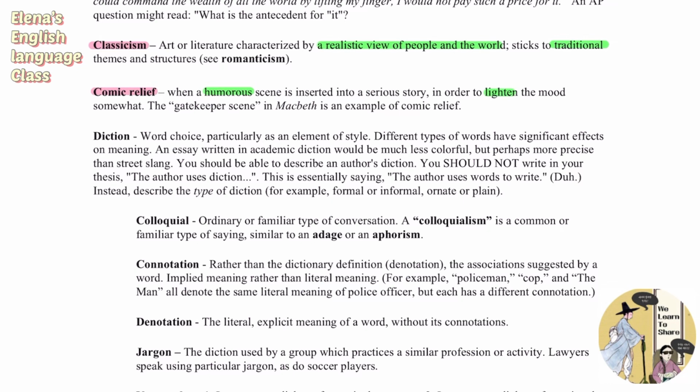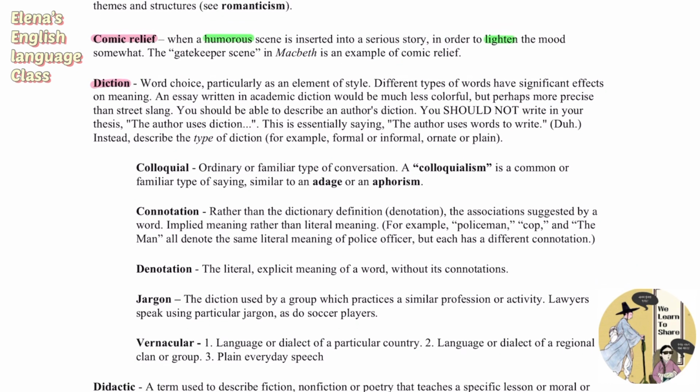And next, we're going to look at diction and types of diction. So diction by itself is just word choice, particularly as an element of style. Different types of words have significant effects on meaning. An essay written in academic diction would be much less colorful, but perhaps more precise than street slang, right?